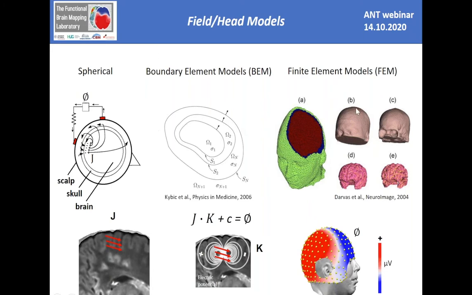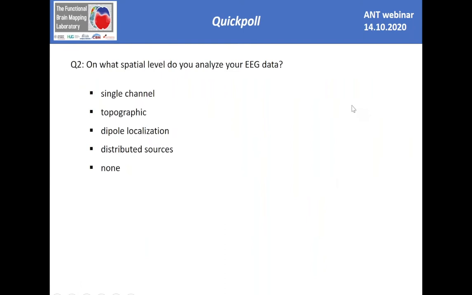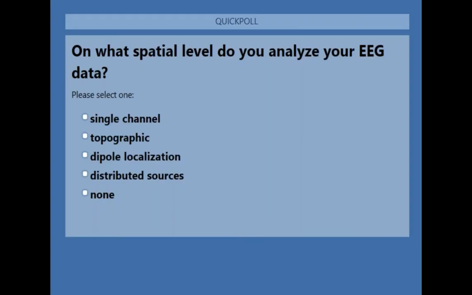So we can move that a bit further. No, let's do a question. So in this poll, we're going to ask, on what spatial level do you analyze your EEG data? Do you analyze single channels? Do you analyze topographic data? Do you analyze dipoles? Or do you analyze distributed source estimates? Okay, let's give this 30 seconds or so.